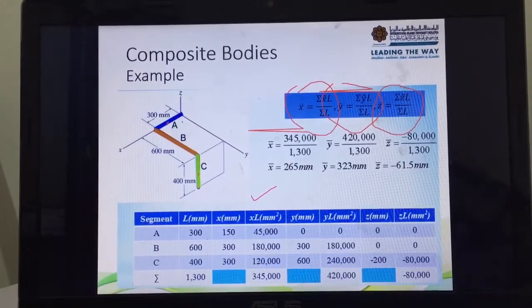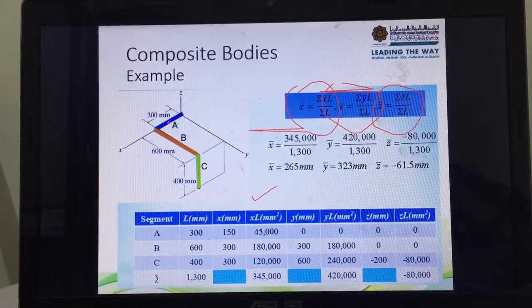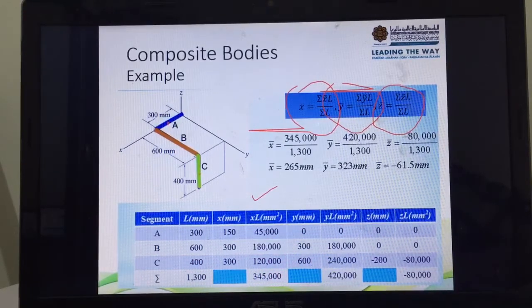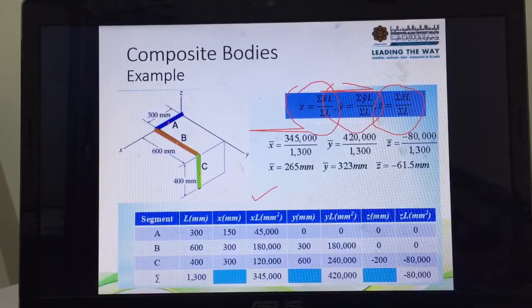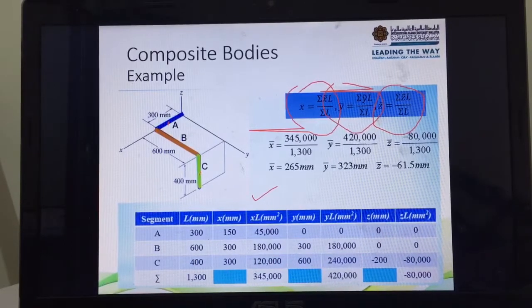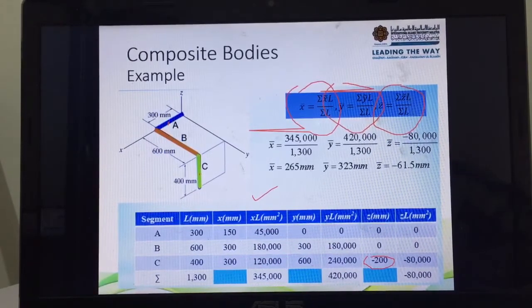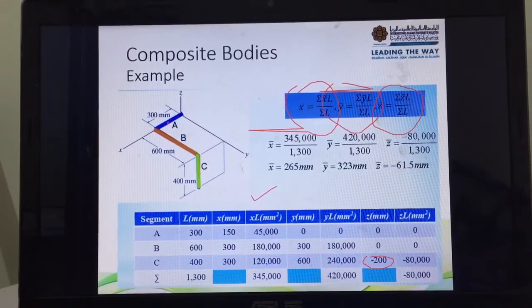Okay, Z. What about Z? For A, the Z will be 0, right? For B, the Z will be 0. For C, the Z will be minus 200. See, minus 200. Okay, and then you multiply Z with L. Okay, and then you put it into the equations.